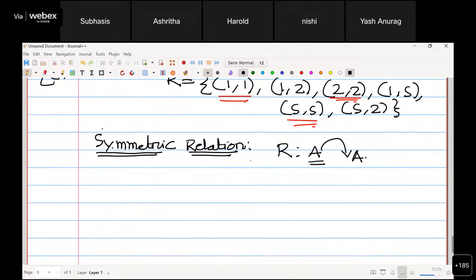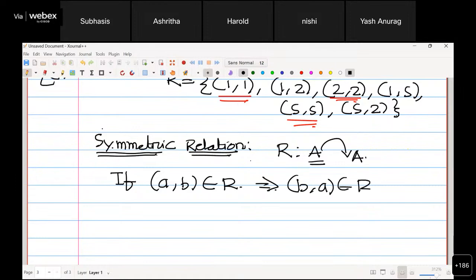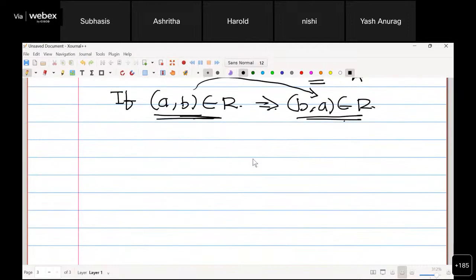So what is the definition of symmetry relation? A relation is symmetric if A comma B is in R implies B comma A is in R. That means if A comma B is a member of R, then if I flip the element and take B comma A, it should also be a member of R. If the relation satisfies this condition, then only I can say that my relation is symmetric.